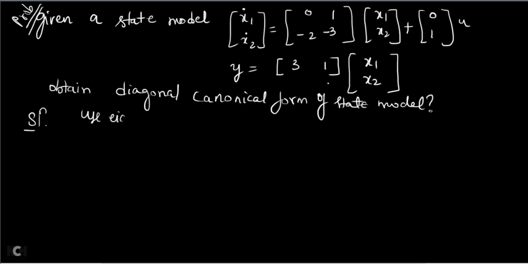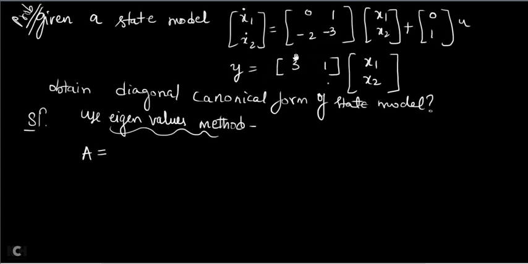Use eigenvalues method. So for that I have to first calculate eigenvalues, right? So what is capital A? Whatever the square matrix is present now in the problem, that is your capital A. And what is this? Capital B.